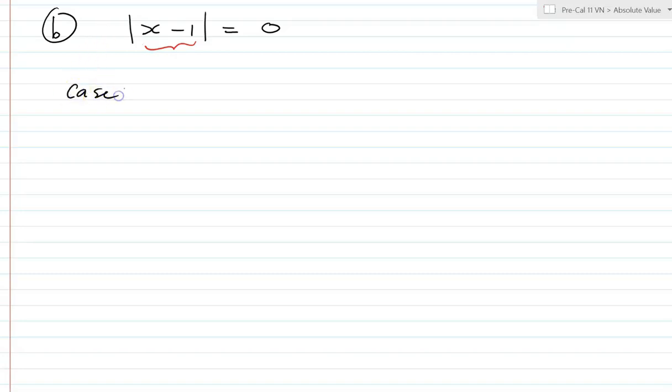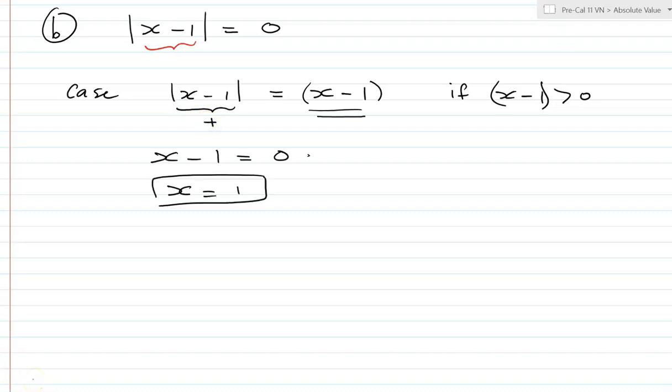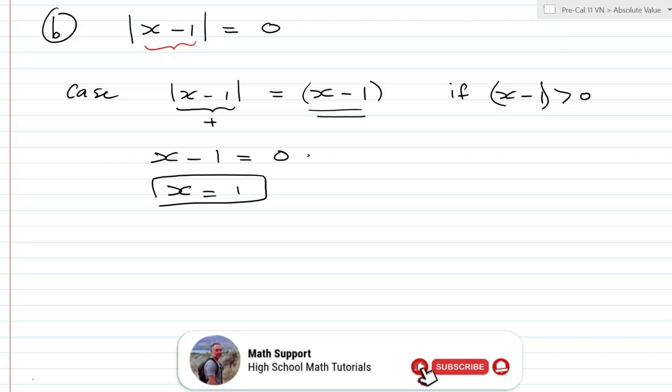Case 1 is that the absolute value of x minus 1 will be equal to just x minus 1, if x minus 1 is greater than 0. That means if this x minus 1 is positive, then we just take x minus 1 outside of the absolute value, and it becomes x minus 1 on its own. We now solve the equation x minus 1 equal to 0. The first answer will be x equals 1.